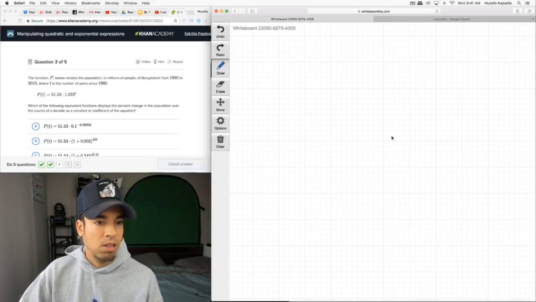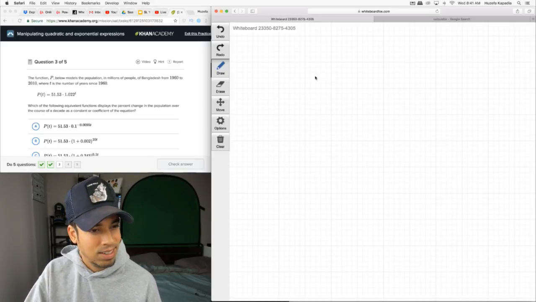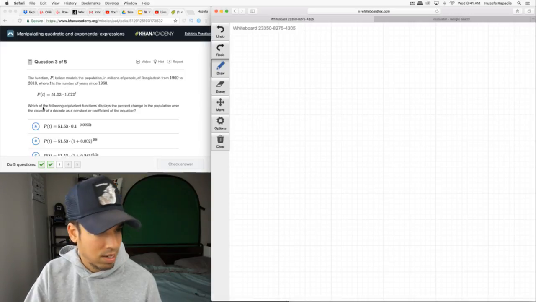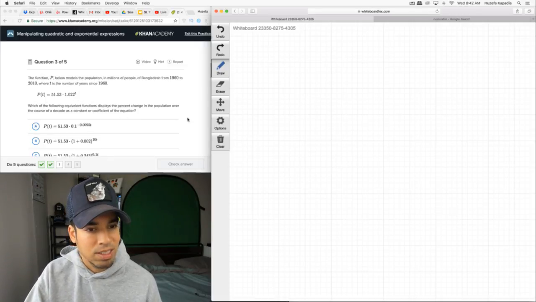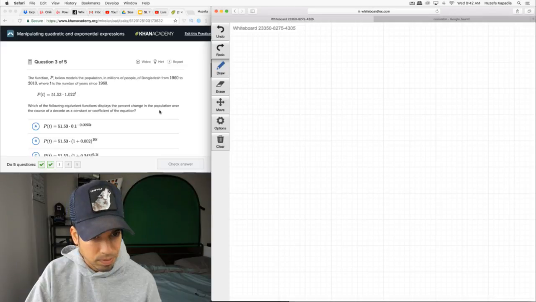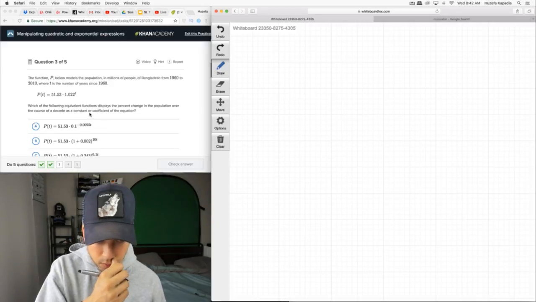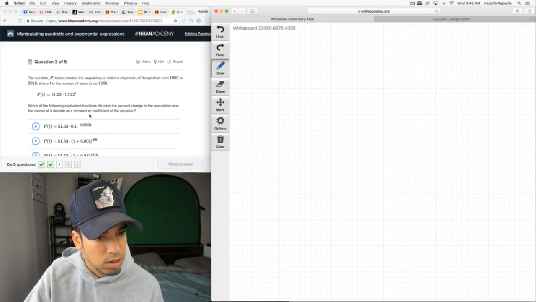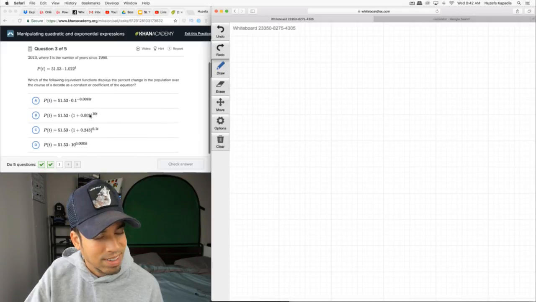Question number 3. The function P below models the population in millions of Bangladesh from 1960 to 2010. So this is the population, and this is the number of years since 1960. So 1 would be 1961, 2 would be 1962. Which of the following equivalent functions displays the percent change in the population over the course of a decade as a constant or coefficient of the equation?